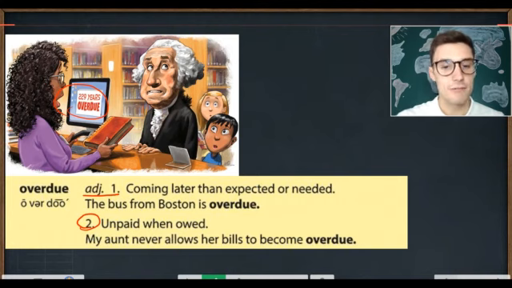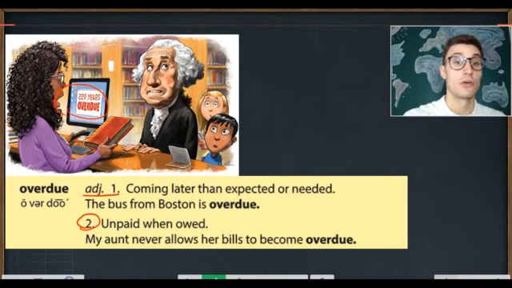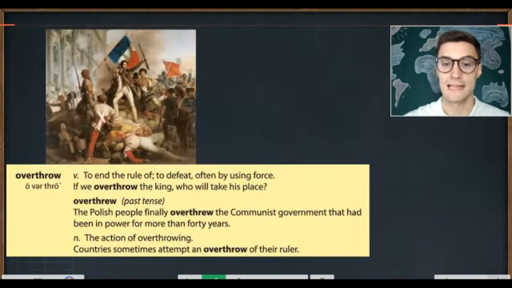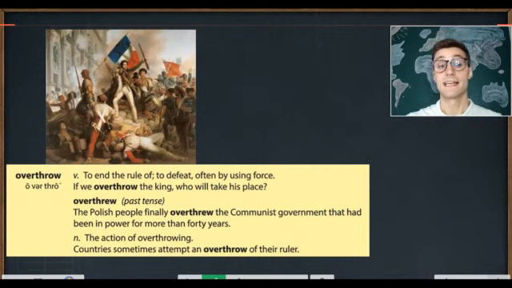My aunt never allows her bills to become overdue. Your bills, your things you have to pay, your electricity for your house, your cell phone bill, things you buy on debt. Your rent, that's your bill.